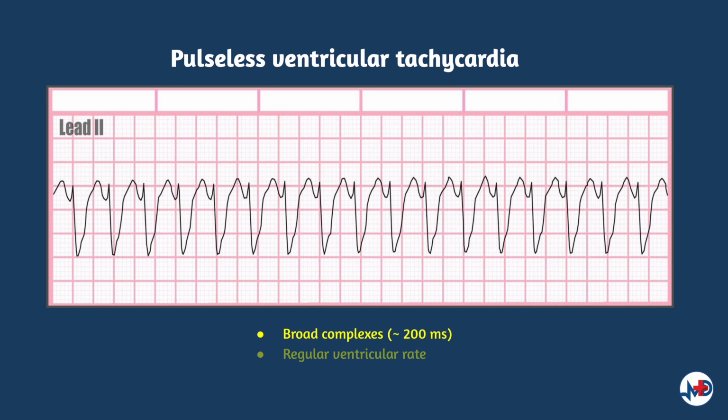In pulseless ventricular tachycardia, the patient is pulseless and the ventricular contraction is so rapid that there is no time for the heart to refill, resulting in an undetectable pulse. You will see broad QRS complexes, which are more than 200 milliseconds, with a regular contraction rate, usually between 150 to 250 beats per minute. It is usually difficult to see a separation between the QRS complexes and the T waves.